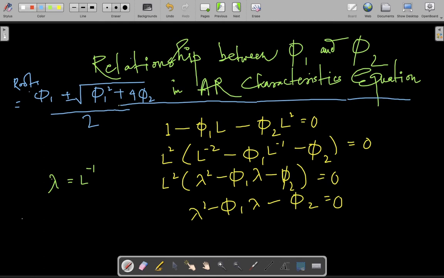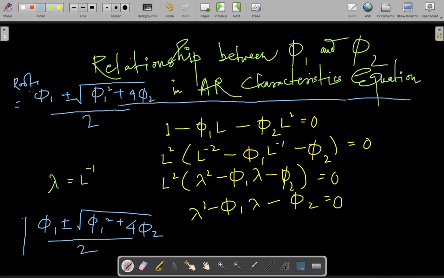I can write mod of these, phi 1 plus minus square root of phi 1 square plus 4 phi 2, by 2, has to be less than 1, okay? And that is because the roots are now, I have actually inverted the roots, right?